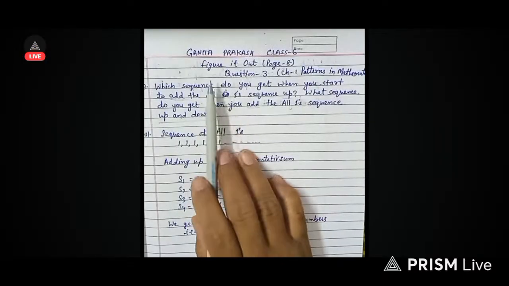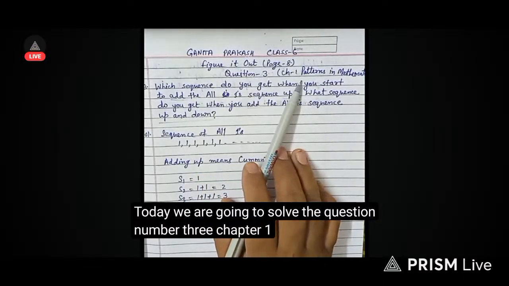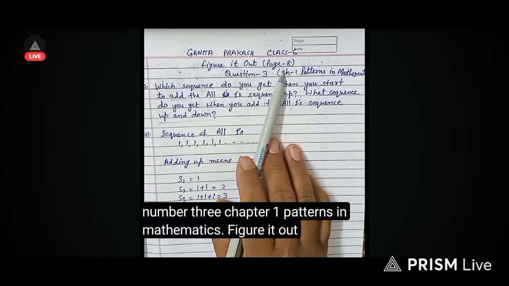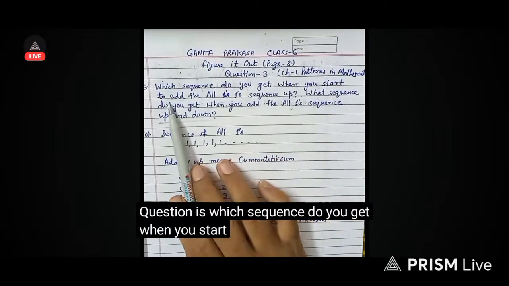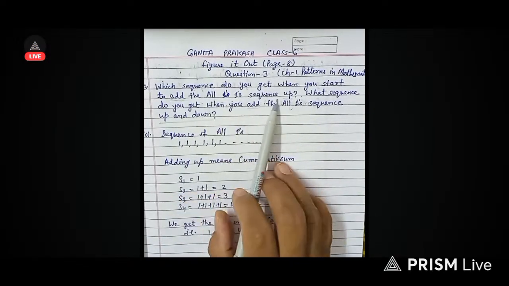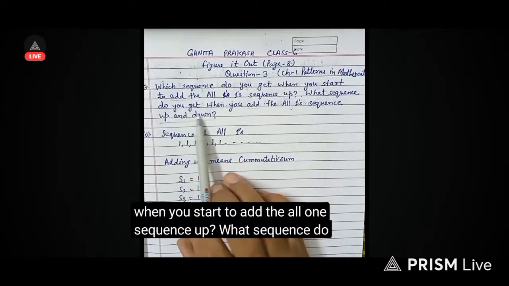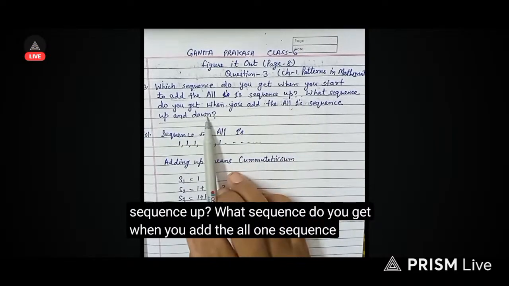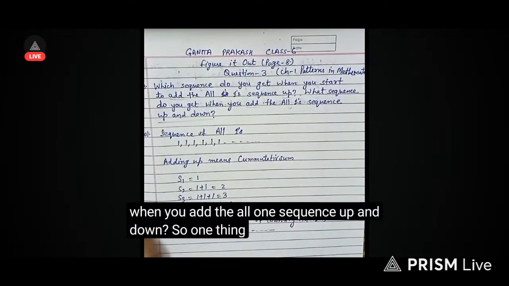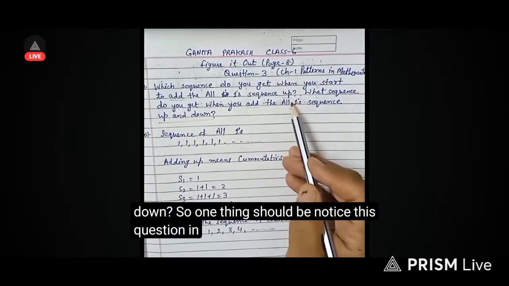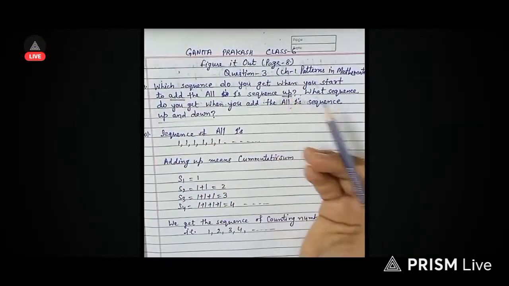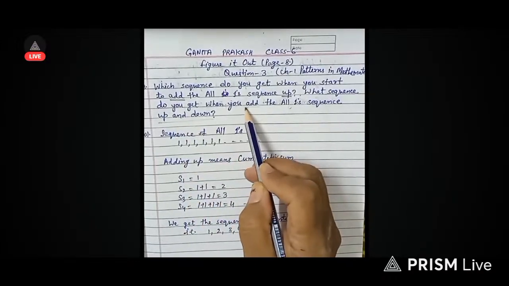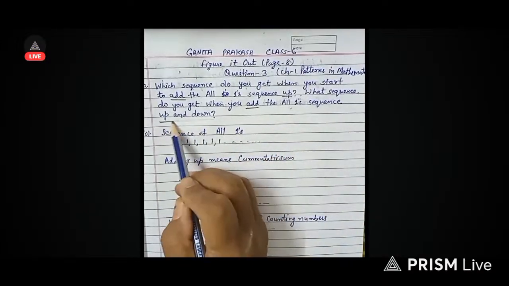Today we are going to solve question number 3, chapter 1, Patterns in Mathematics. Figure it out, page 8. The question is, which sequence do you get when you start to add the all ones sequence up? What sequence do you get when you add the all ones sequence up and down? One thing should be noticed: this question has two parts. The first one is adding up the sequence of 1, and the second one is adding up all the ones up and down.